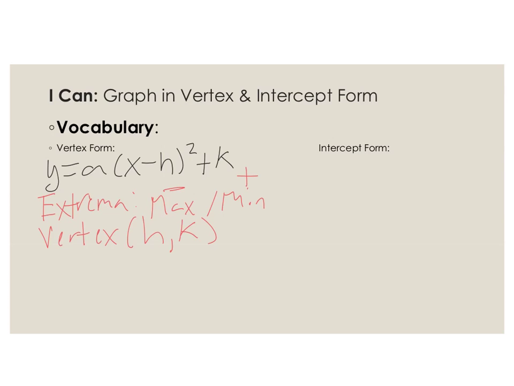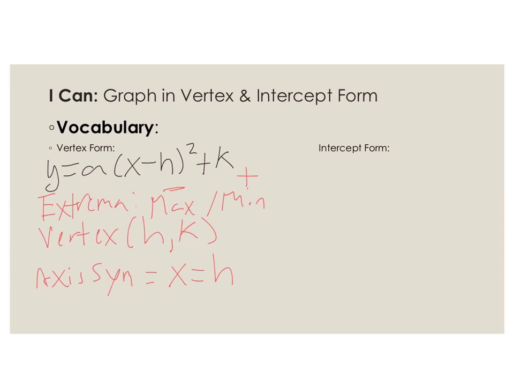If you have the vertex, you also have the axis of symmetry because they share the same x value. So the axis of symmetry is going to be x equals h. We like the vertex form because everything's given to you, no solving needed.